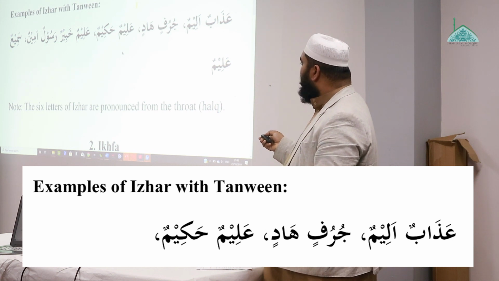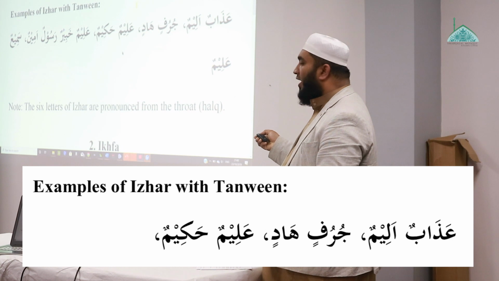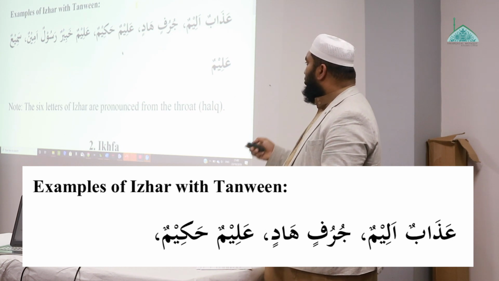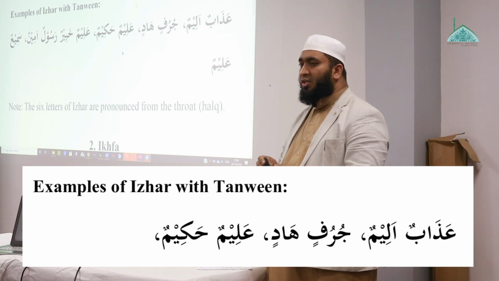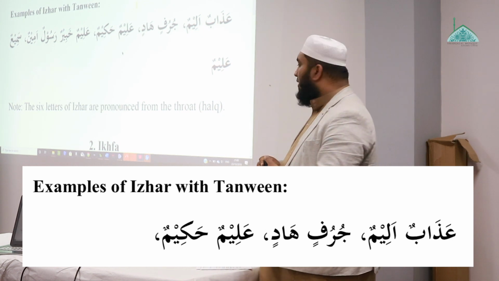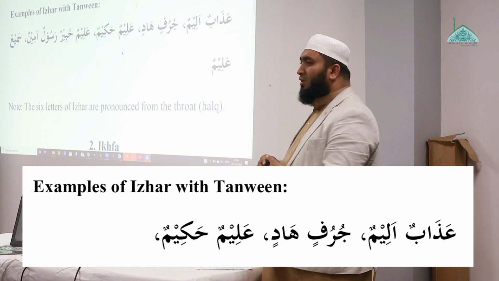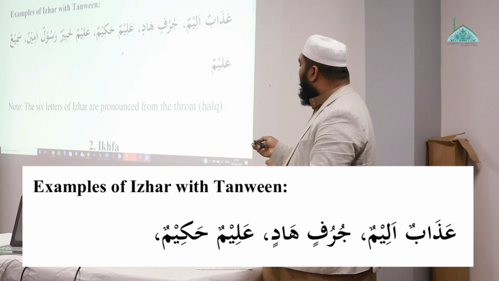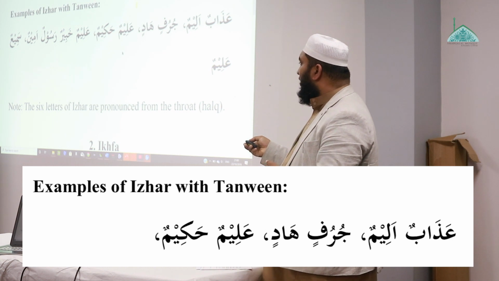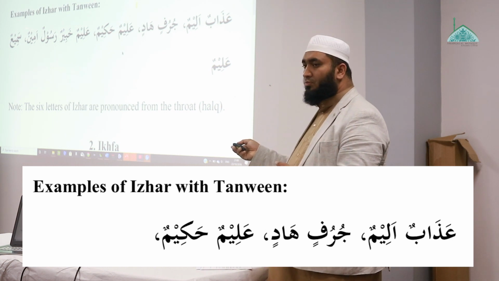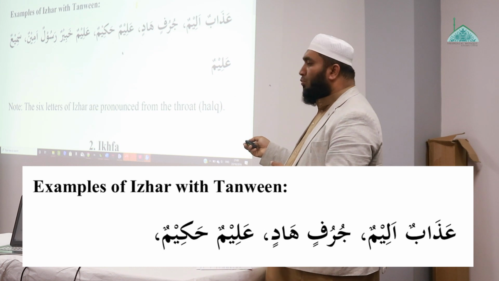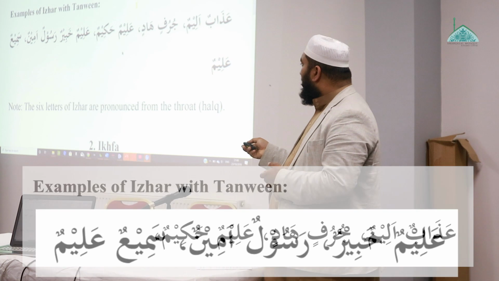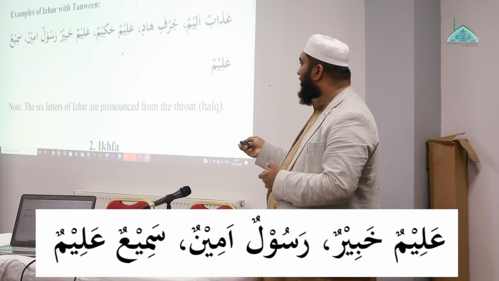Next one we have got fa with 2 zer followed by a ha. Ha is a letter of izhar. We'll make it clear. We'll say jurufin hadin. Alimun hakim. Alimun khabir.